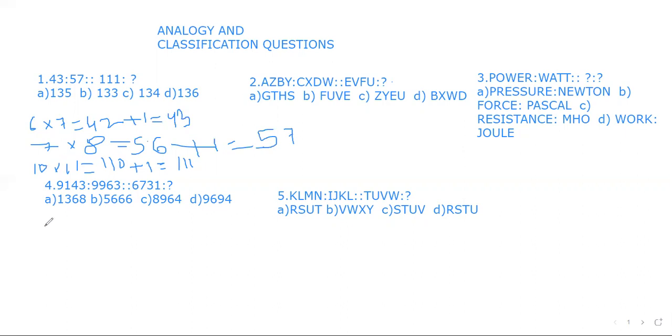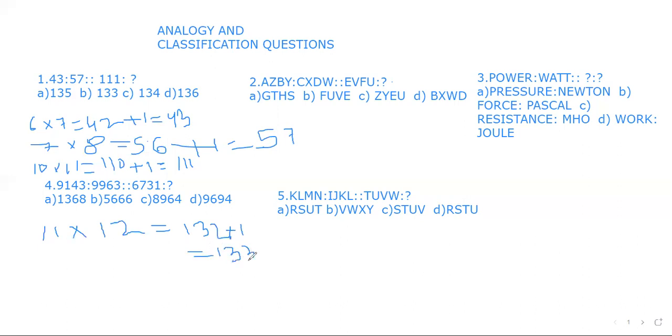After 10, what comes? 11. After 10 comes 11, so 10 into 11. Now for the next one, 11 into 12, because consecutive numbers, after 11 we have 12. 11 into 12 equals 12 elevens, which is 132. And 132, you add 1 again, it becomes how much?